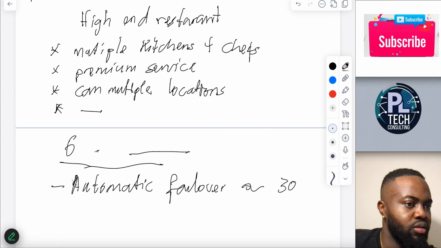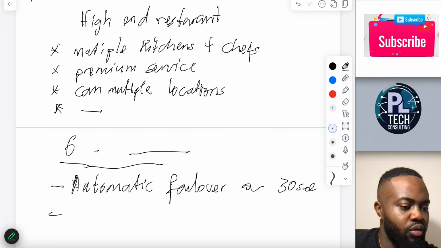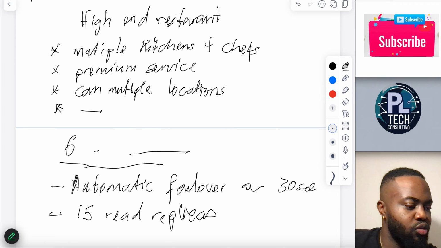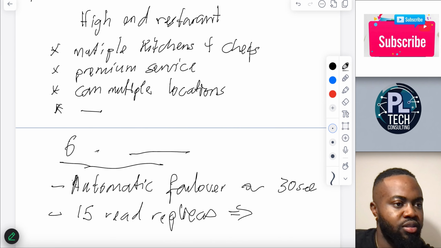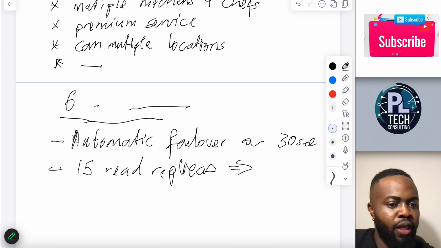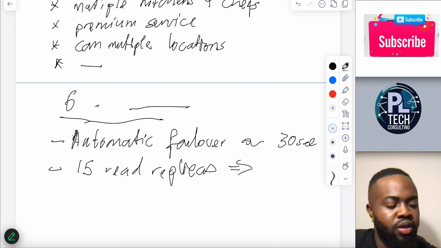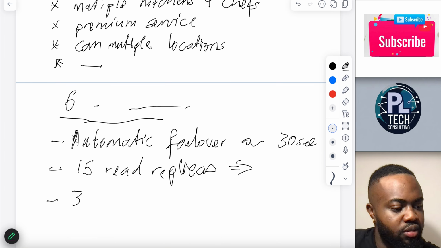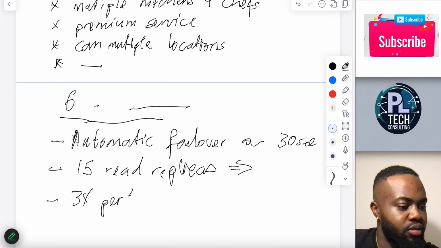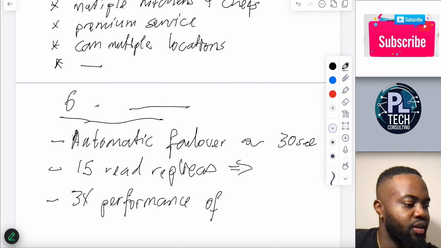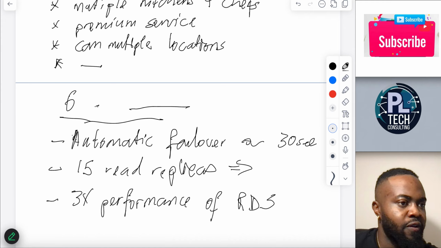Within 30 seconds. Up to 15 read replicas to support high read transactions, right? Or high resource intensive transactions. It also has 3 times the performance of the standard RDS. Okay.